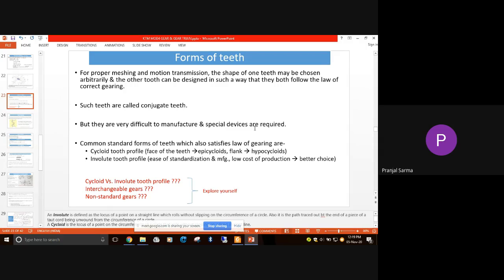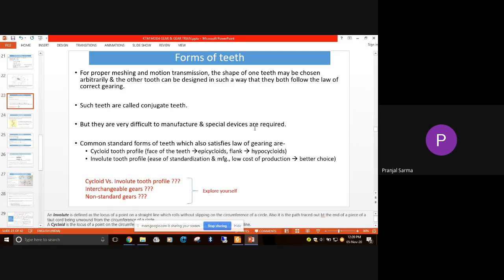If each and every time you choose some design parameter arbitrarily, and based on that chosen profile you keep working in the backward direction so that the teeth profile of the other gear follows the proper law of gearing, then it becomes very tiresome to manufacture, and specialized devices will also be required.